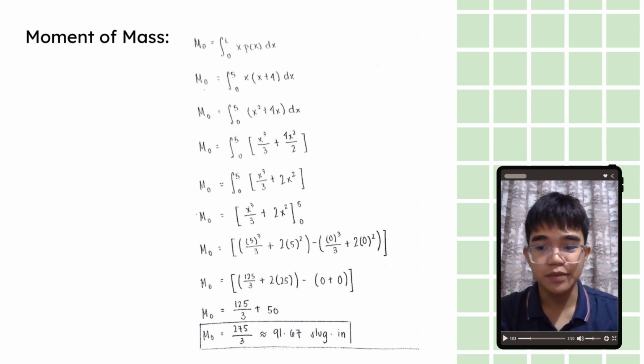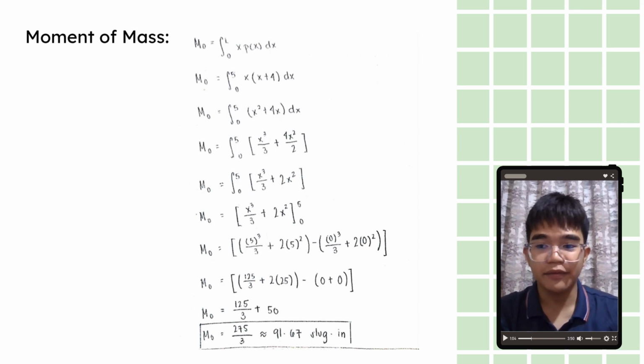Now we have m sub 0 is equal to the integral from 0 to 5 of x squared plus 4x dx. Now we find the antiderivative of the function using power rule. That would give us x cubed over 3 plus 4x squared over 2. Since we can simplify 4x squared over 2, that would become 2x squared.